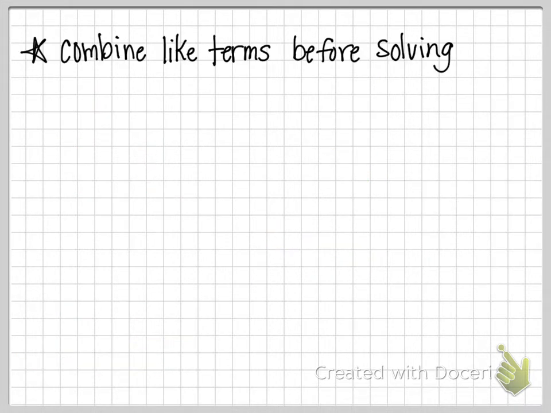All right, the second part of this multi-step equation section is that we always need to combine like terms before we solve. So if you have multiple terms that can be combined, if they're like terms, you need to combine the like terms first before you solve. So combine the like terms, get all the like terms together and simplified, and then solve your equation.